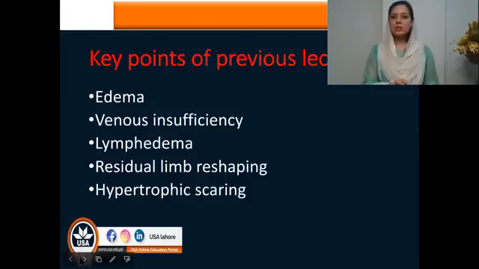So let me tell you about the key points of the previous lecture. Previously we have studied edema, hydrostatic pressure, osmotic pressure, and how they are interrelated to each other, and then what the possible causes of venous insufficiency are, how the valves cause the venous insufficiency and increase the hydrostatic pressure of the peripheries. And we have discussed lymphedema, what the possible causes of lymphedema are and how we can manage them. And lastly, we have discussed hypertrophic scarring and residual limb amputation. So moving from that, I am going to continue with the contraindications of external compression therapy.